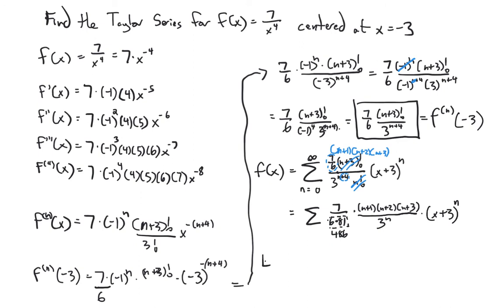And as an exercise, show that the radius of convergence is just 3. So again, you can do that just via the ratio test, but that's really important to determine for which values of x this Taylor series can be used for. Otherwise, it doesn't make sense. Your x values have to be in the radius of convergence, centered at, in this case, negative 3.